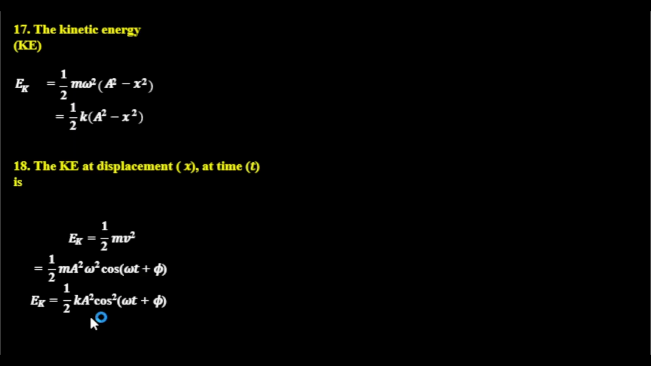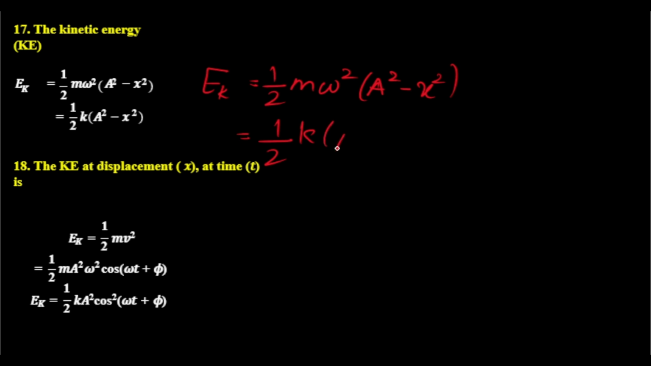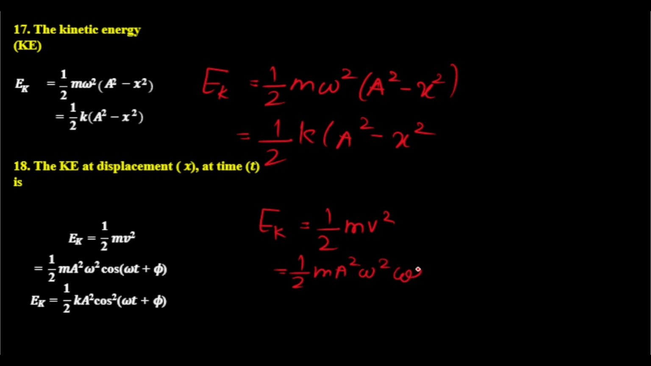Thus we get the kinetic energy Ek is equal to half of m omega square (a square minus x square). So here we get half of k (a square minus x square). Kinetic energy at displacement at time t: Ek is equal to half m v square, and we get half of m a square omega square cos square (omega t plus phi). So by solving further, half of k a square cos square (omega t plus phi).